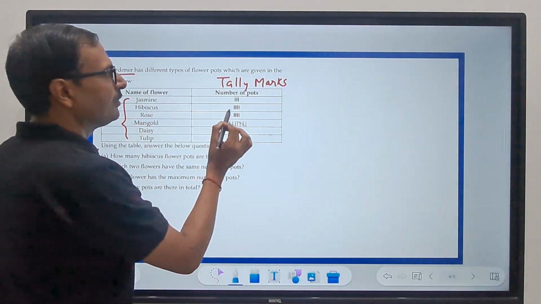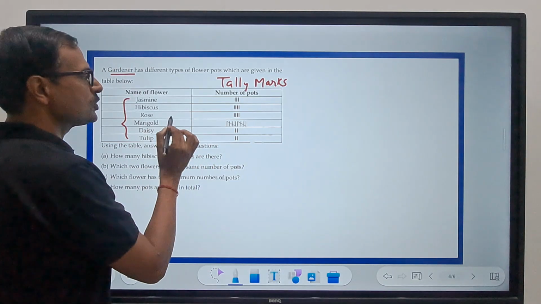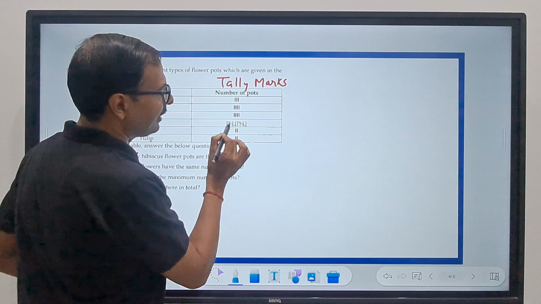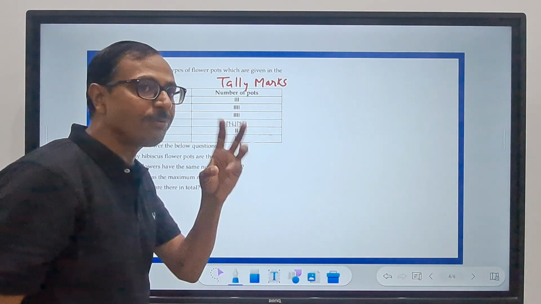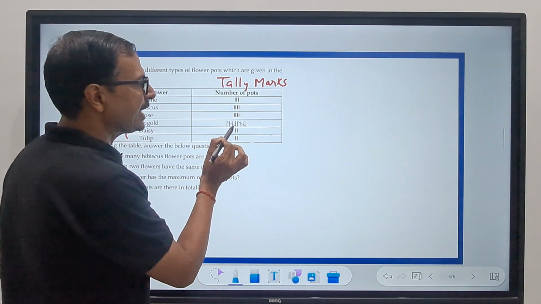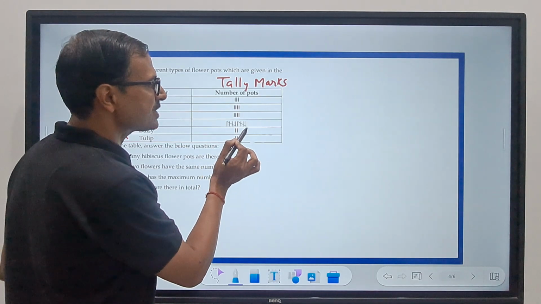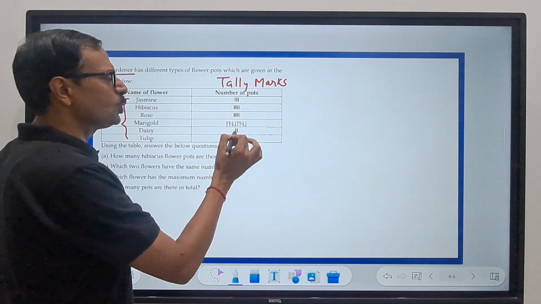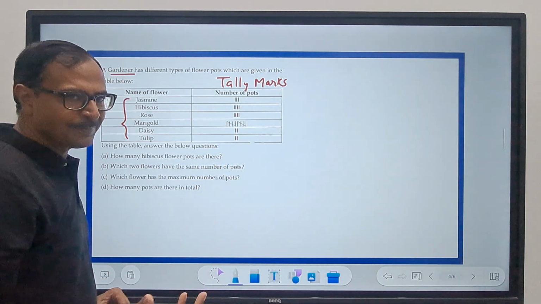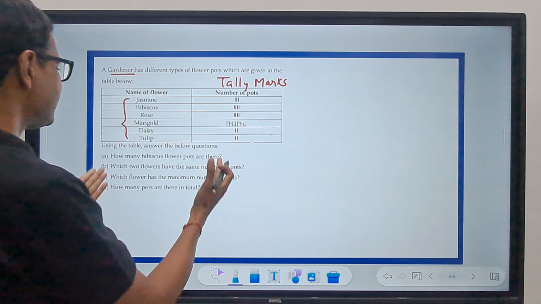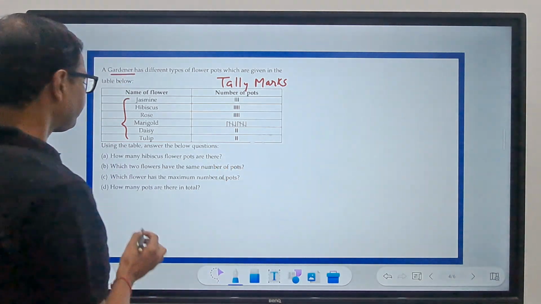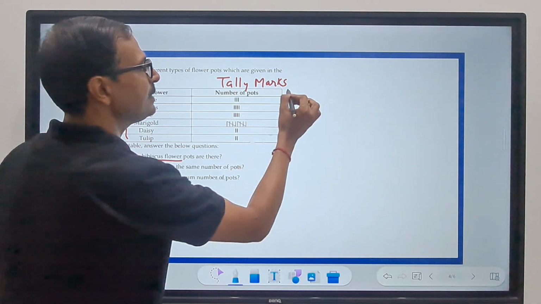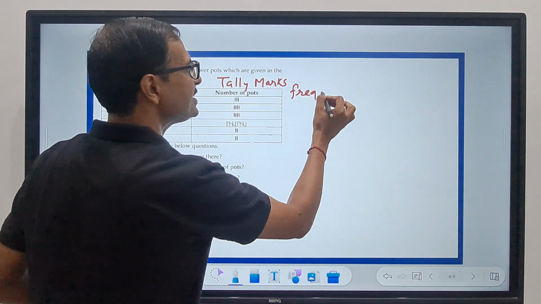Likewise, hibiscus we have 1, 2, 3, 4. Rose we have 1, 2, 3, 4. And marigold, see, whenever we have a cross line, it is a bunch of 5. So one cross line means a bunch of 5, another cross line means a bunch of 5. So 5 plus 5, 10 pots. And likewise 2 here and 2 here. So once you know the data, answering the questions is just a formality. How many hibiscus flower pots are there? For hibiscus, you can see we can draw the frequency column.